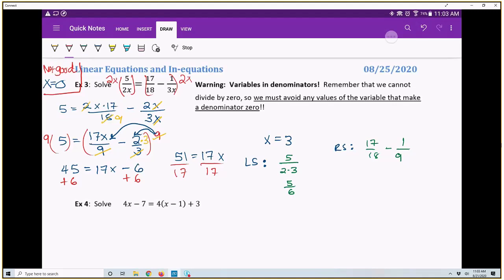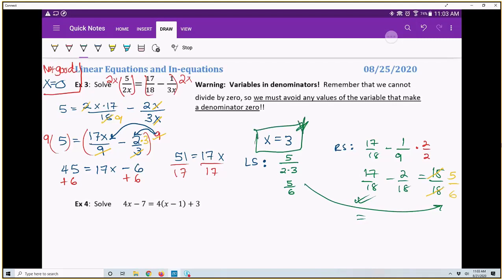So I'm going to find the common denominator, multiplying by 2 on top and bottom. So I get 17 over 18 minus 2 over 18. That's 15 over 18. I have a common factor of 3 that I can cancel, so divide by 3 on top, I get 5. Divide by 3 on bottom, I get 6. So I have 5/6 equals 5/6, and that is absolutely true. 5/6 is equal to 5/6, so x equals 3 is the solution to my equation.